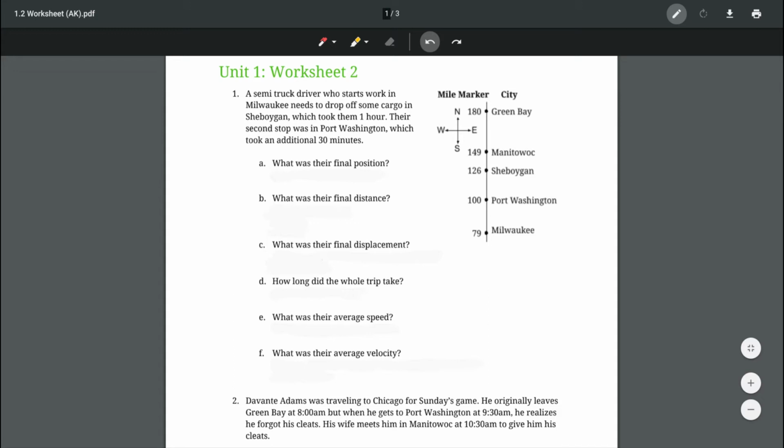All right, so for worksheet 2 in unit 1, we've got some questions about speed and velocity. And so in the first one, we've got a semi-truck driver who starts work in Milwaukee, making Milwaukee their initial position. And then they go up to Sheboygan.